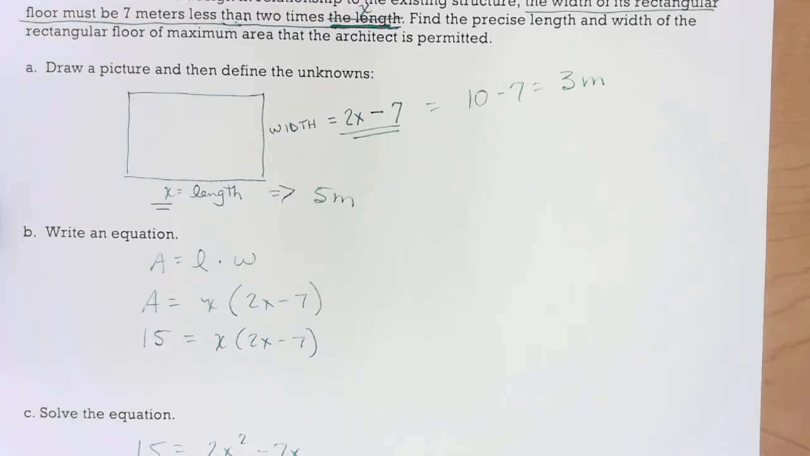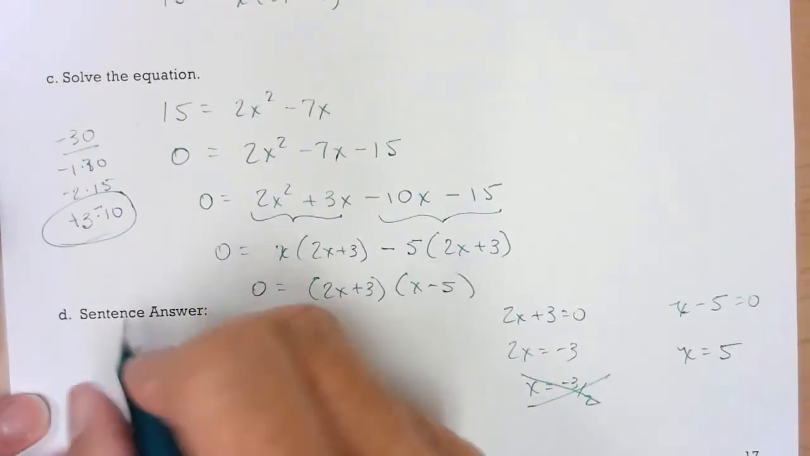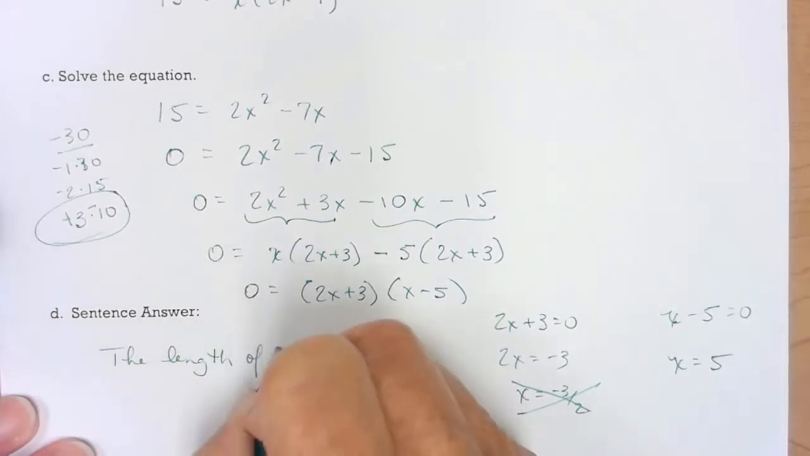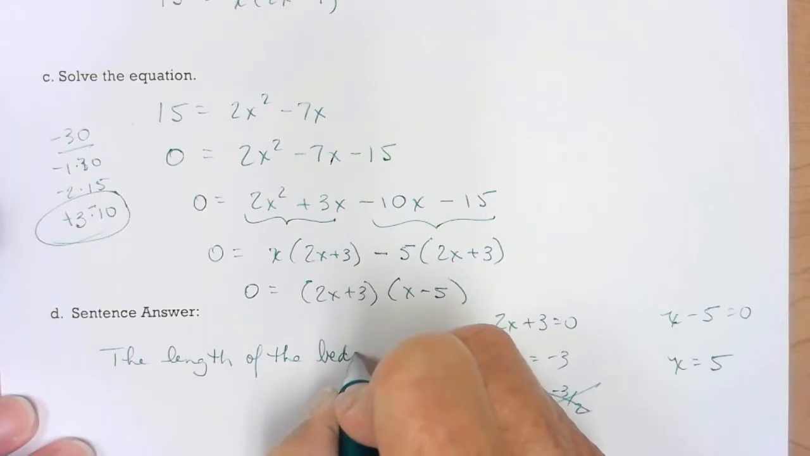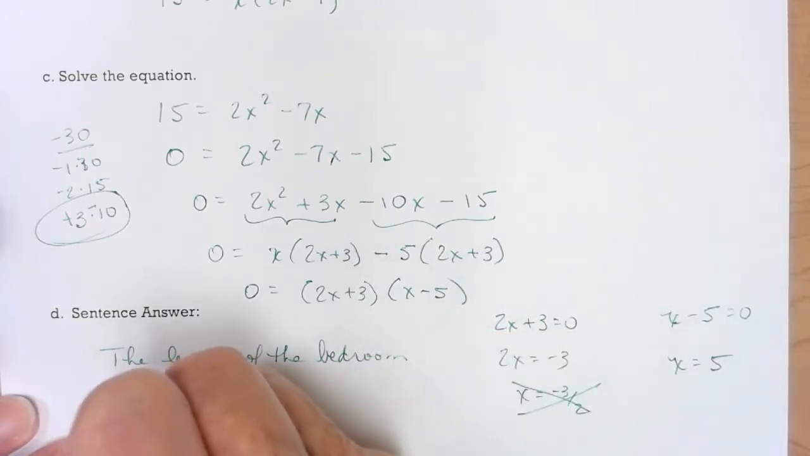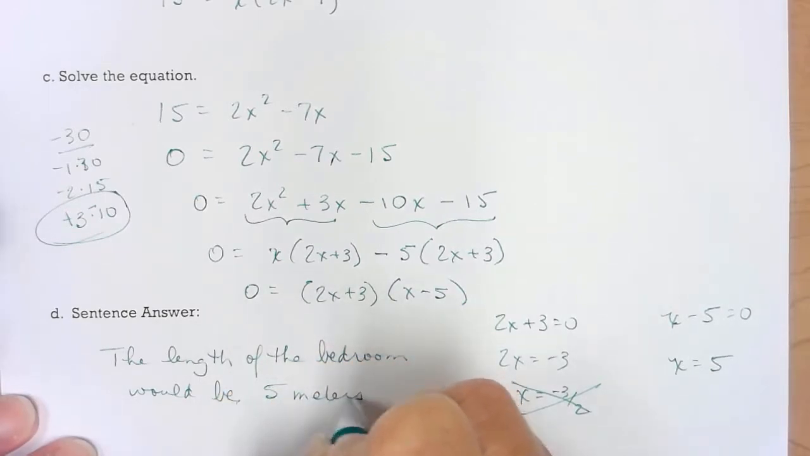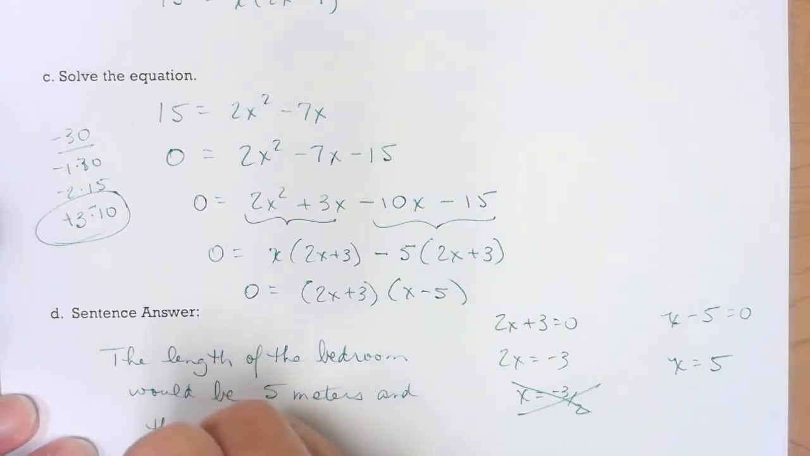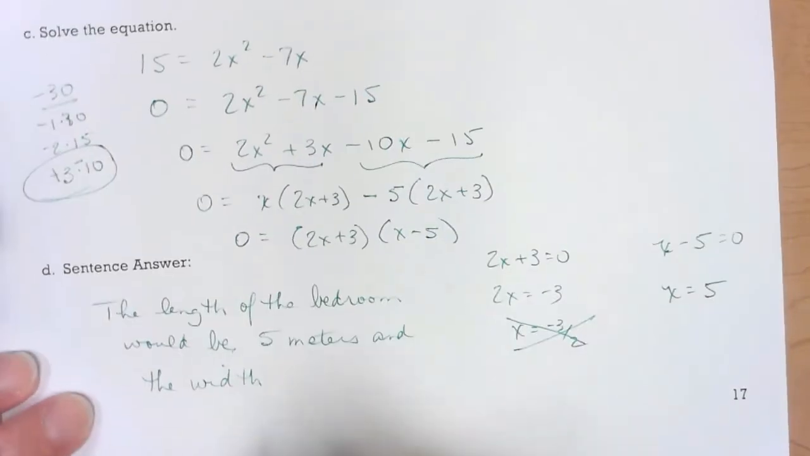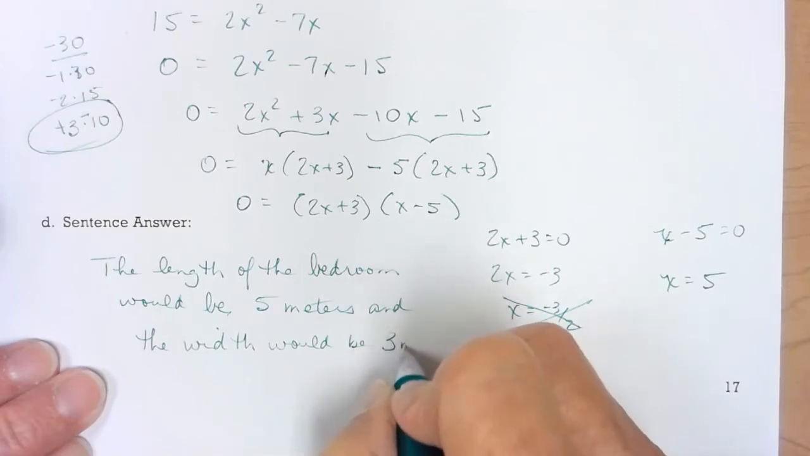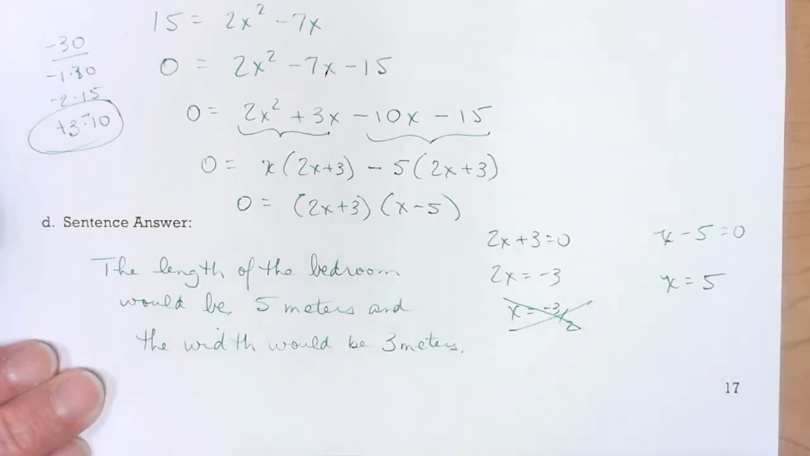So to answer the question, the length of the bedroom would be 5 meters, and the width would be 3 meters. They did say a small bedroom, and that is.